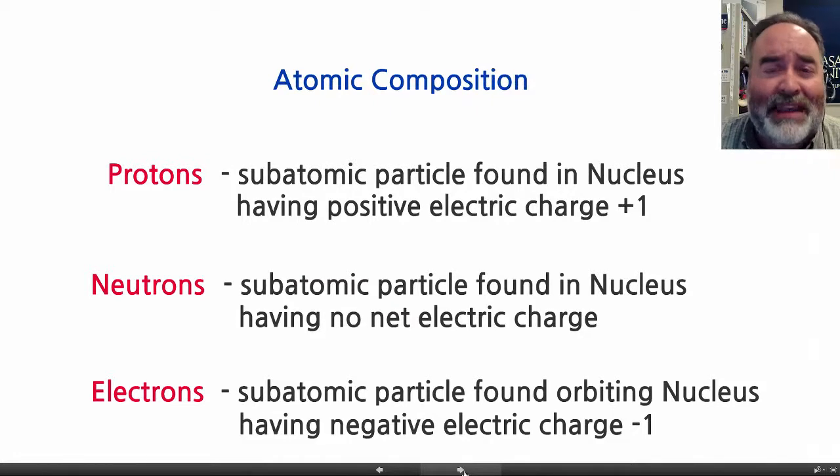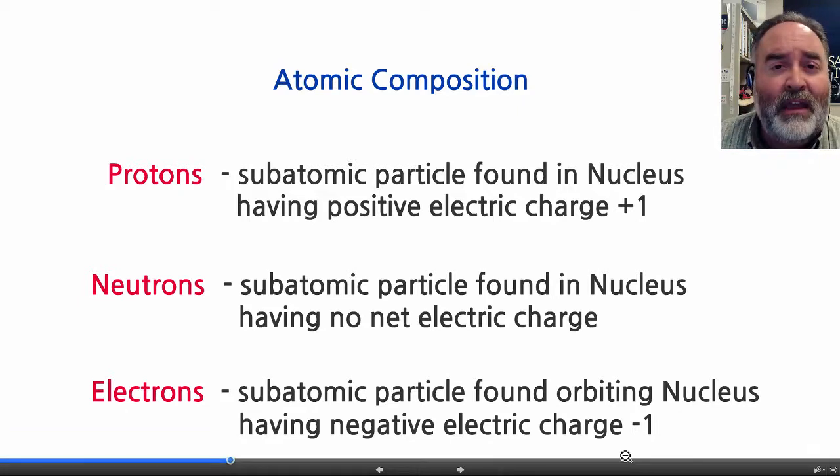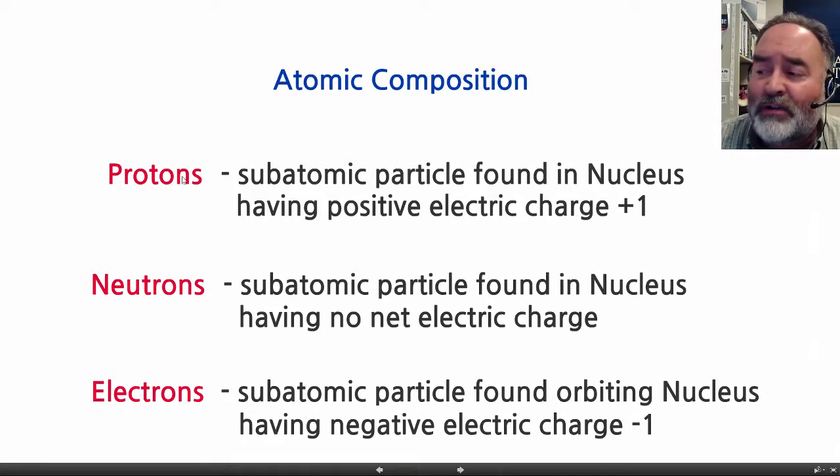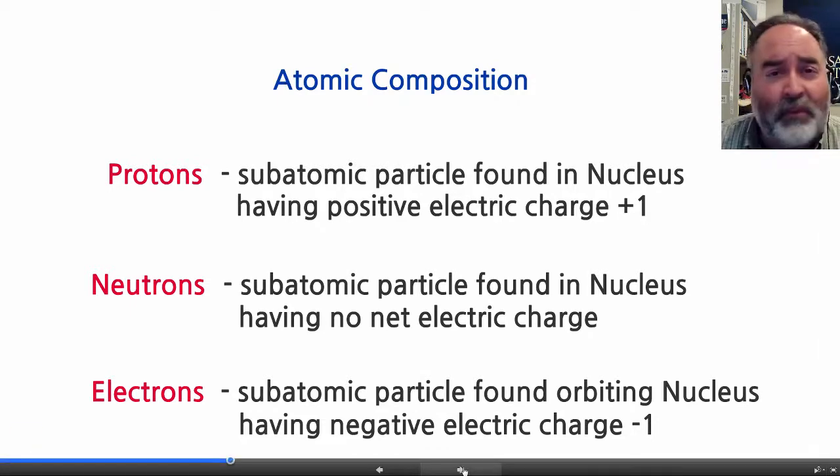Once we break things down to an atom, then of course we get into the individual subatomic particles: protons, charge positive 1, neutrons, charge 0, electrons, charge negative 1. And we know from studying these things that protons and neutrons are in the nucleus of an atom, and electrons sort of fly around or exist in the outer orbit of the nucleus.